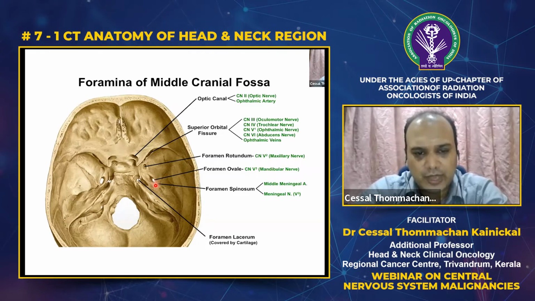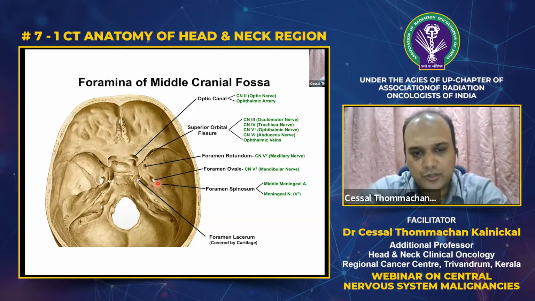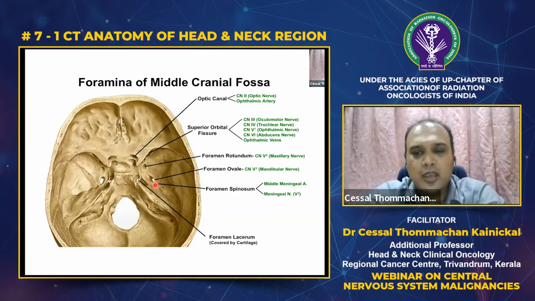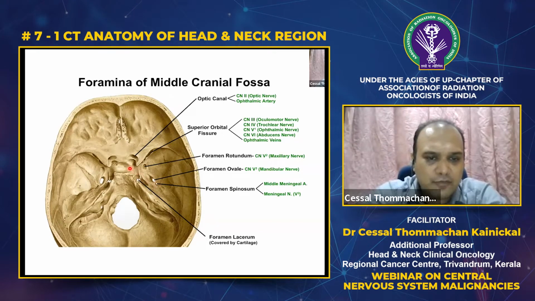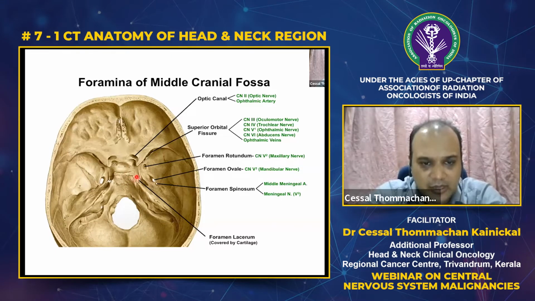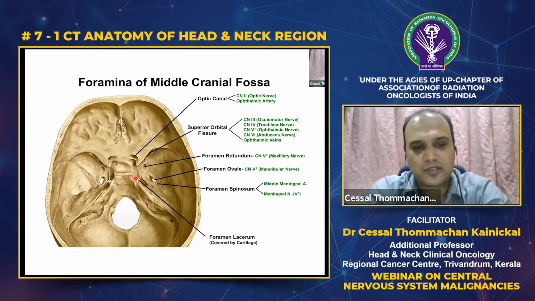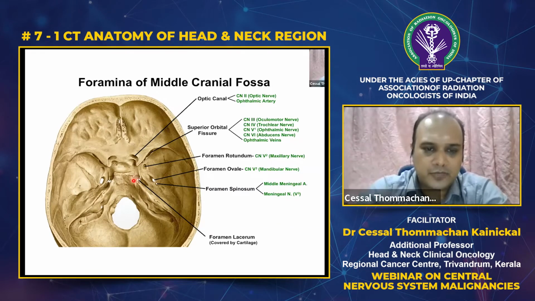Posterior to that, you have the foramen spinosum, which mainly transmits the middle meningeal artery. Then you have the posterior clinoid process and the clivus here. Then you have the foramen lacerum, which is the weakest part of the base of skull. Below that you have the sphenoid sinus.